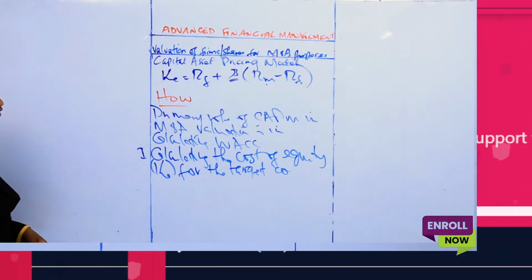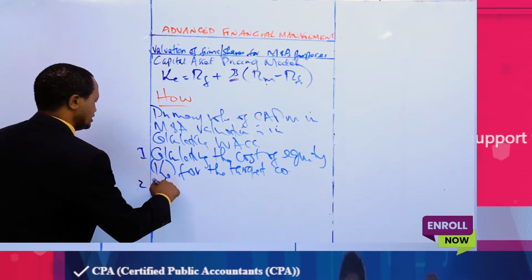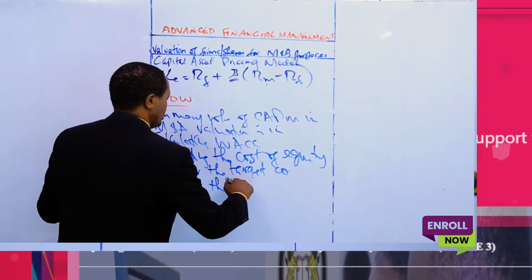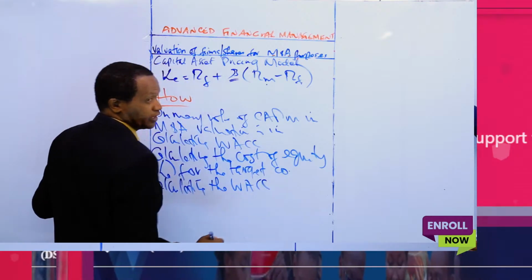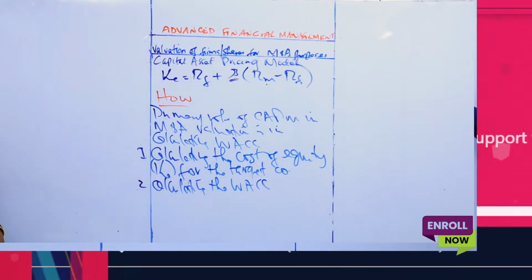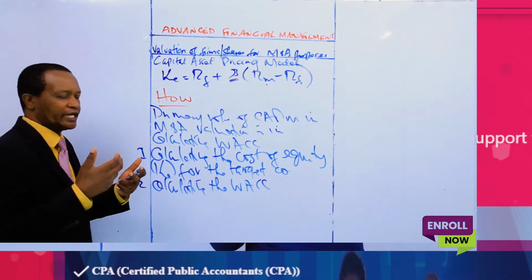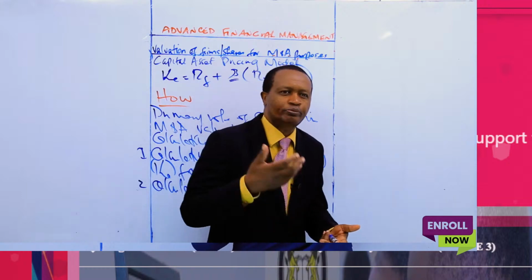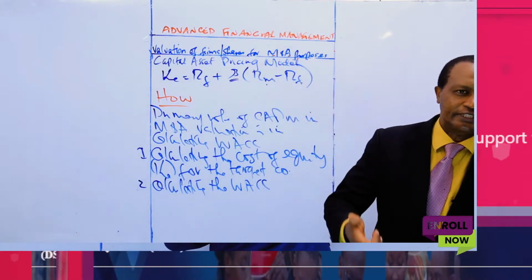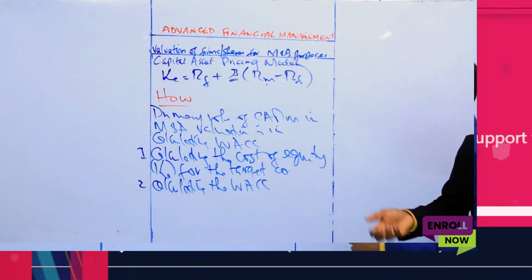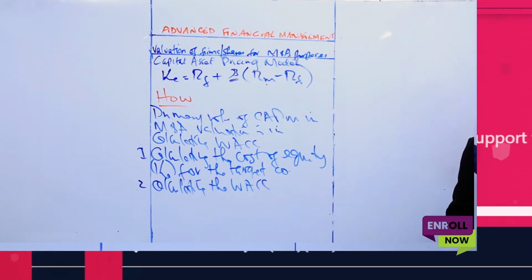Then number two is calculating the weighted average cost of capital. This is the weighted average rate of return a company expects to pay to all its capital providers, that is the equity holders and the bond holders, from various sources of capital, including debt financing.